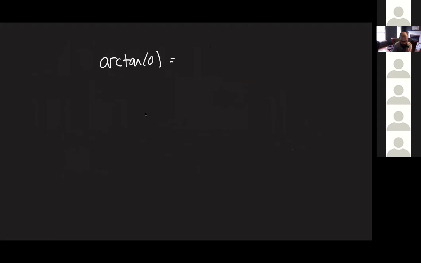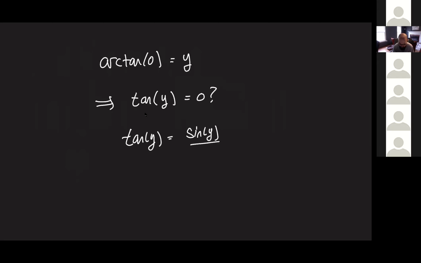Arctangent of 0 equals, we'll call it y. The way to think about this is saying, hey, tangent of what is equal to 0? What do I have to plug into the tangent function to get 0? We want these numbers to be between negative pi over 2 and pi over 2. And if we remember, tangent is sine over cosine, so we have sine of y over cosine of y equals 0.